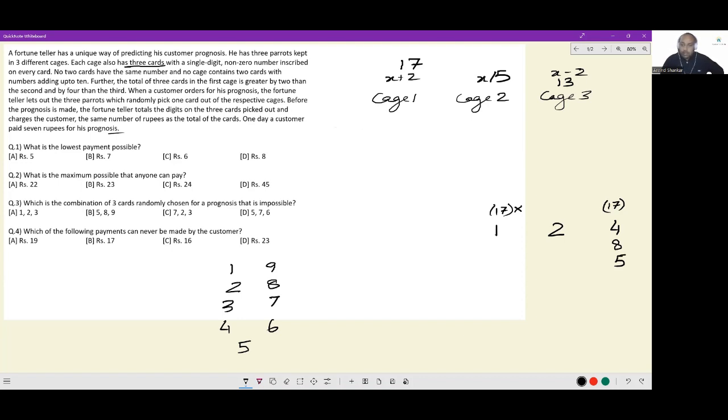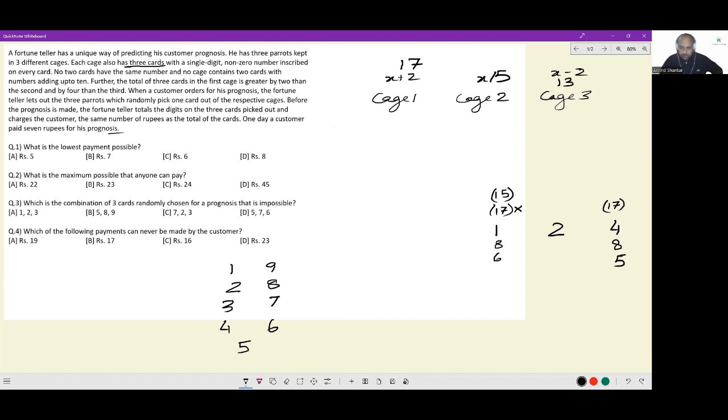Next thing I'll try to do is get the group that has 1 adding up to 15. I already have 1, so I need 14 more. For making 14, I can have 9 and 5, but this is impossible because 9 cannot come with 1. I can have 8 and 6.